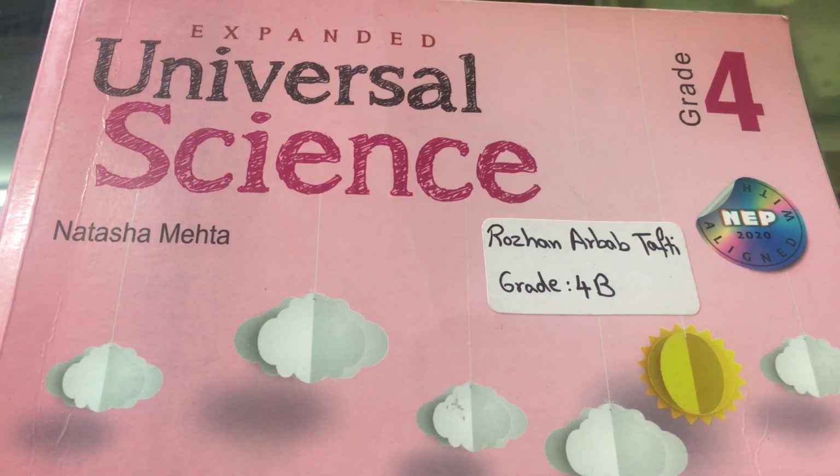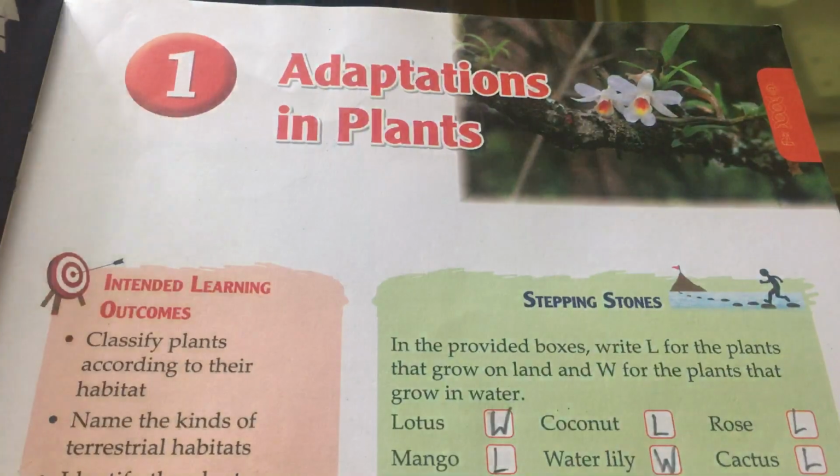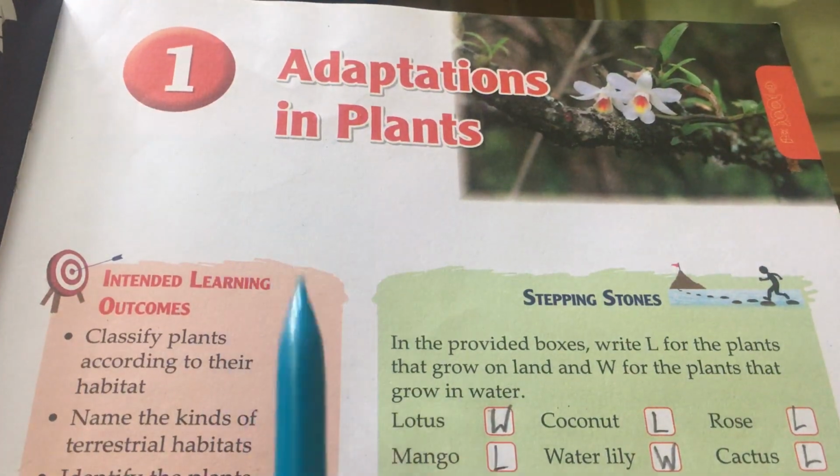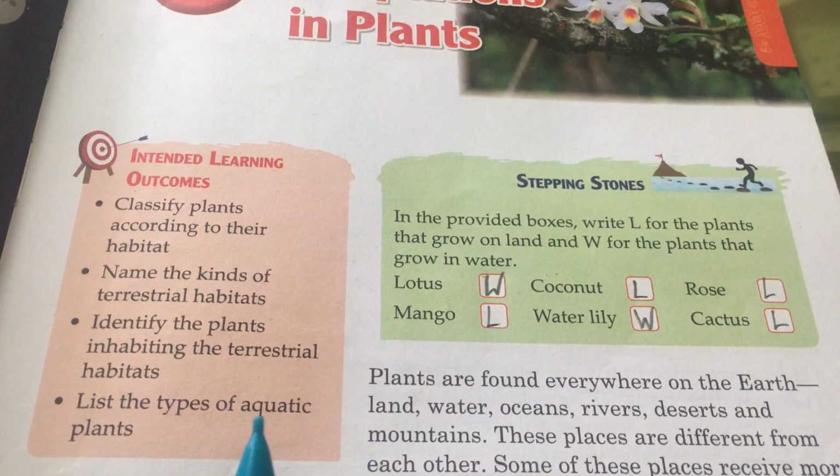Today we are starting with Universal Science, Class 4, Chapter 1. And the name of the chapter is Adaptations in Plants, Stepping Stones.